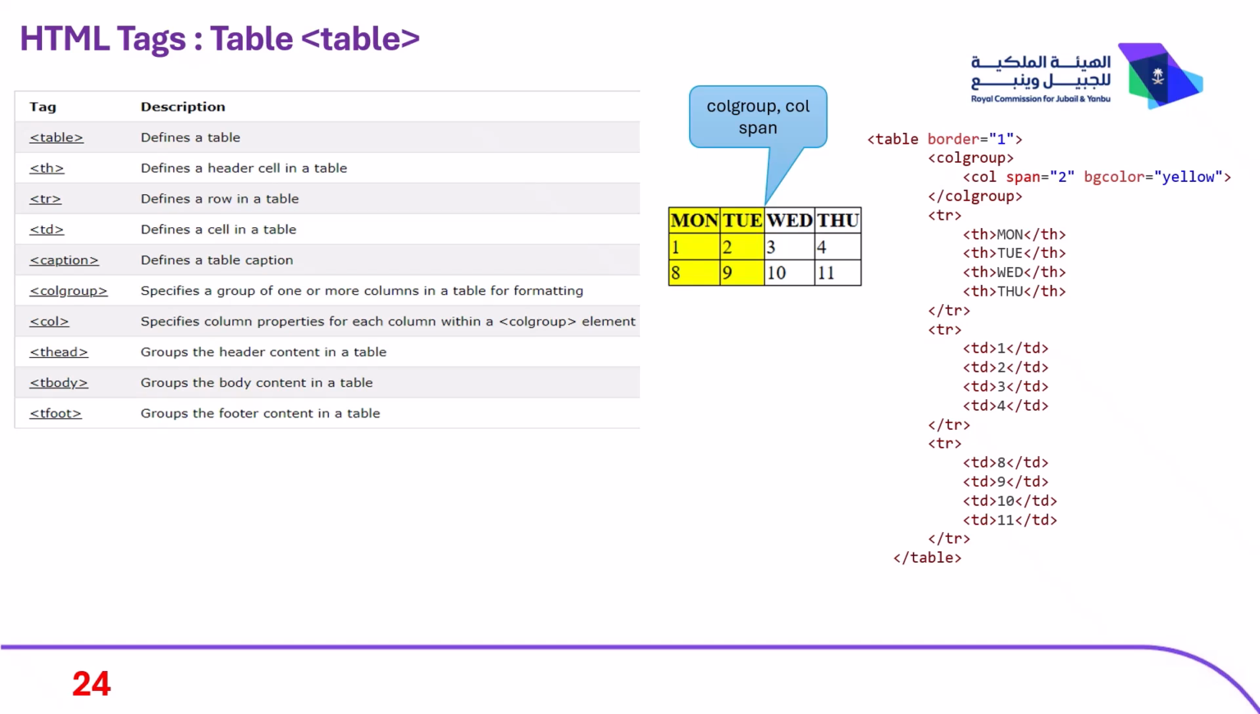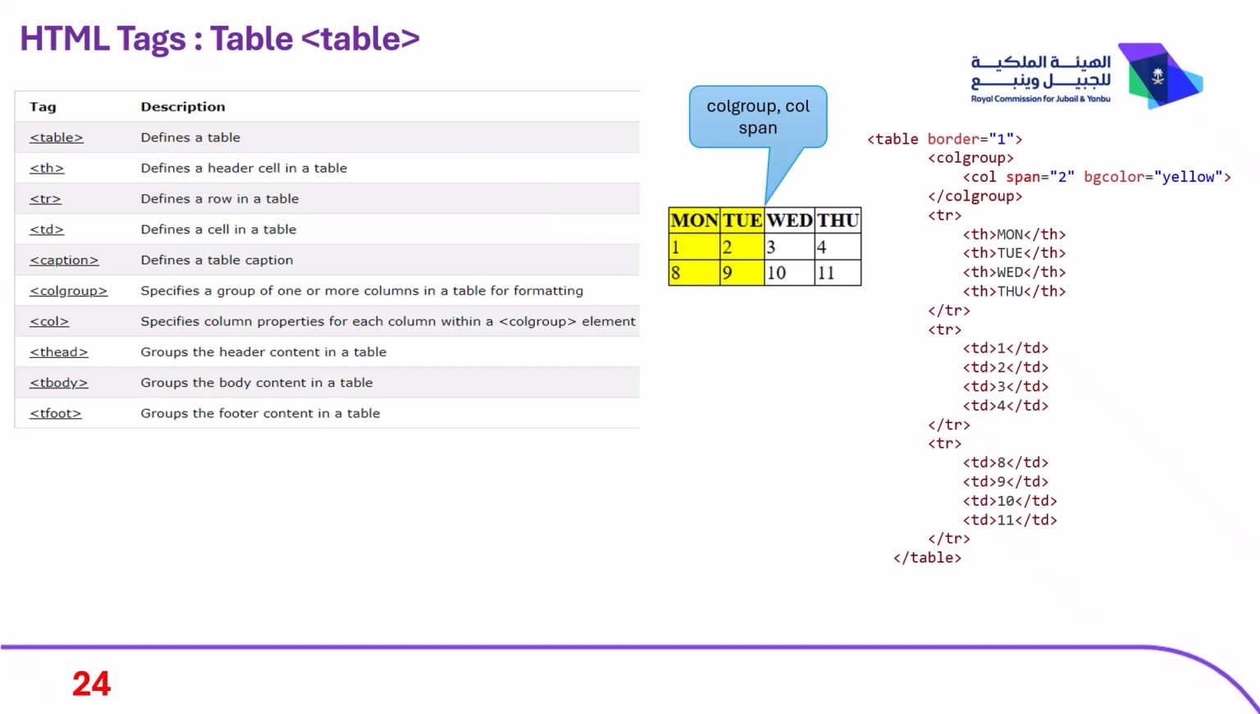Semantic grouping tags. thead wraps the header rows. This helps with accessibility and allows the header to remain visible if the table is printed across multiple pages. tbody wraps the main body of your data. This is the meat of the table. tfoot used for summary data at the bottom, like a total row.